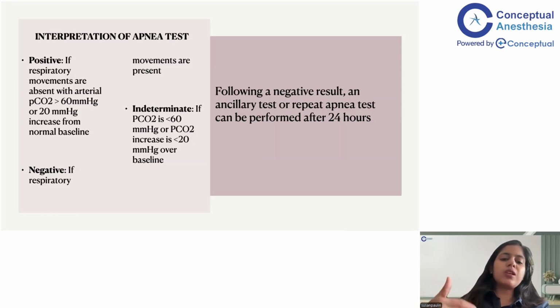You can consider it indeterminate if you are not able to achieve the target PCO2, or if the PCO2 increases less than 20 mmHg over the baseline. Following a negative result, you can do an ancillary test, which I will be talking about in the following slide, or repeat the apnea test after 24 hours. Again, in case of an indeterminate test, you can repeat it after 3 hours.